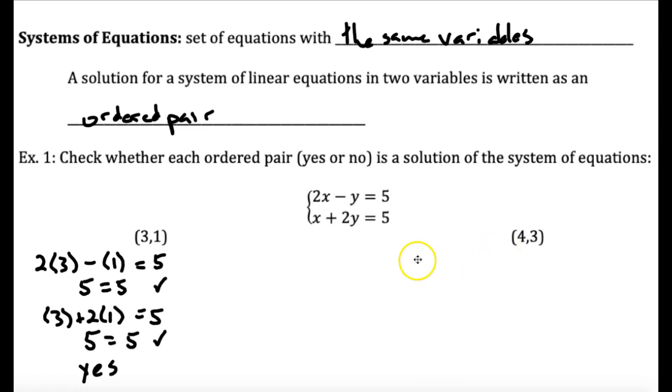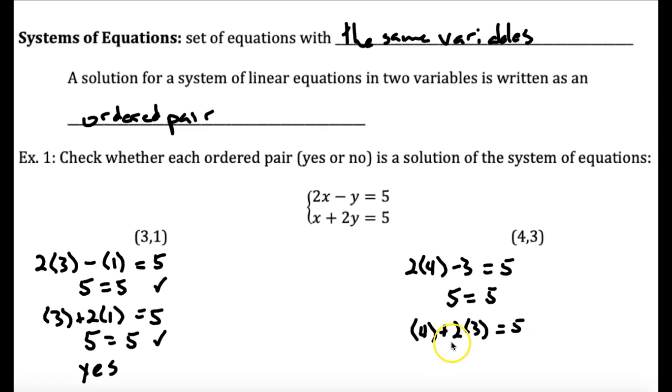All right, if I plug 4 in for x and 3 in for y, we will have 2 times 4 minus 3. So that's 8 minus 3 is 5. Yep, that works. Then if I plug that into my second equation, I will have 4 plus 2 times 3. So 4 plus 6 is 10. That definitely does not equal 5. So that means this point is not a solution. This point is on the first line, but not on the second line. So this is not a solution to the system of equations.